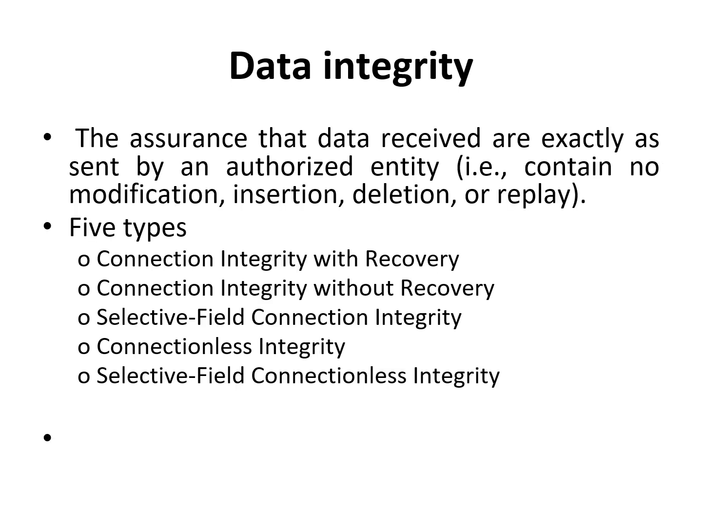The next one is data integrity. This is the assurance that data received are exactly as sent by the authorized entities. That is, no one has modified our messages, no one has inserted some data, no one has deleted our messages. We have to ensure that. Here also we have five different types: connection integrity with recovery, connection integrity without recovery, selective field connection integrity, connectionless integrity, and selective field connectionless integrity.